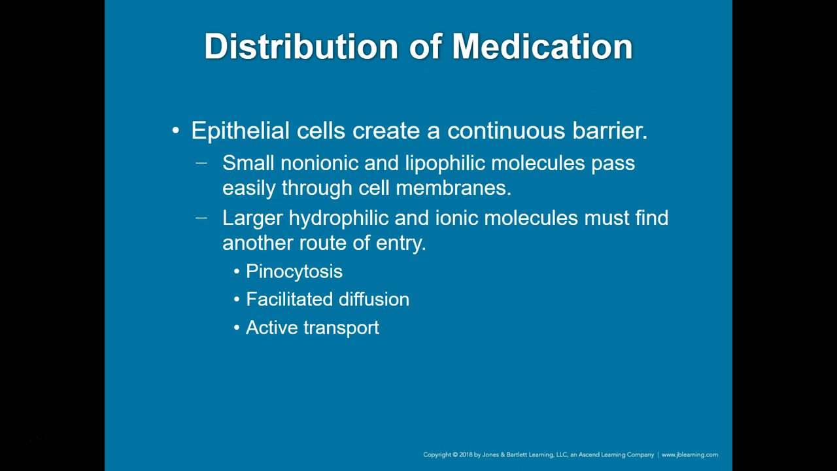Epithelial cells create a continuous barrier, of course. Small non-ionic and lipophilic molecules can pass easily through those. Larger hydrophilic and ionic molecules must find another route. So pinocytosis, where it's engulfed by the cell and brought in, facilitated diffusion, or active transport. Facilitated diffusion doesn't require ATP for absorption, and then active transport actually uses ATP to get that medication into the cells.